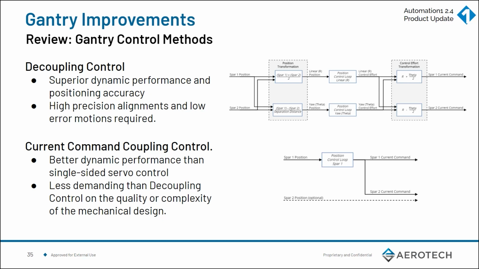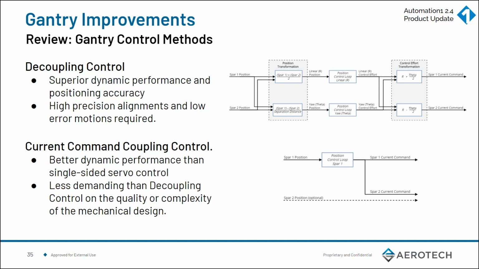And in this case, you can see that you're reading positions off of both of your gantry axes. We're calling them SPAR 1 and SPAR 2. And you're doing a multiple input, multiple output transformation called decoupling control on the position. And then you're actually entering a position control loop for 2 virtual axes or 2 calculated axes. We'll take a look at that in the next slide. And then you're creating control efforts to go back out to the SPAR 1 and SPAR 2 based upon those non-real axes that you're controlling.